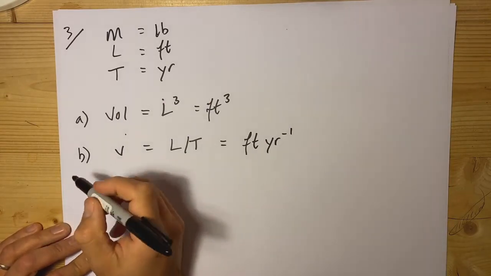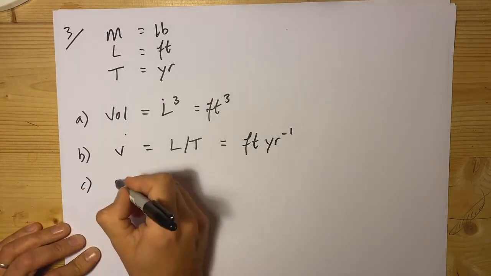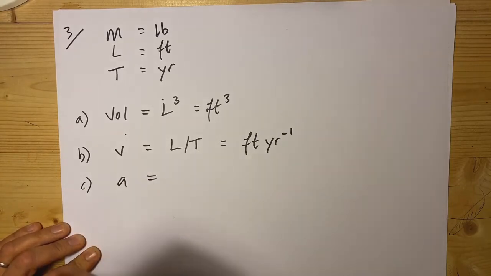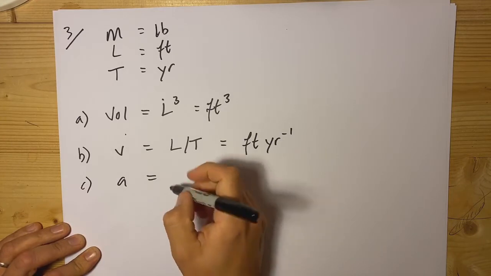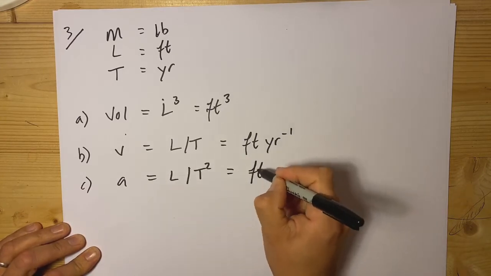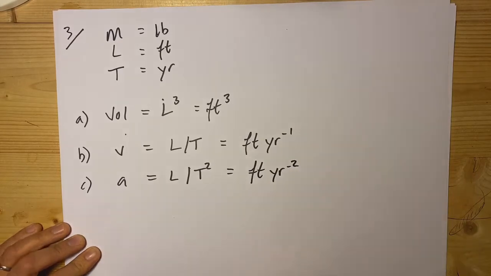Acceleration is the third one I asked you about. So let's give that the symbol A. That's velocity divided by time, and we did this just for question 2. That's length per time squared. So here, feet per year squared.